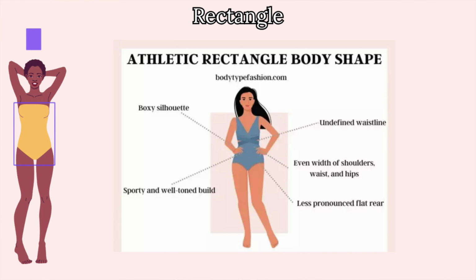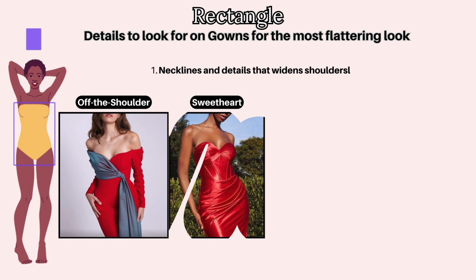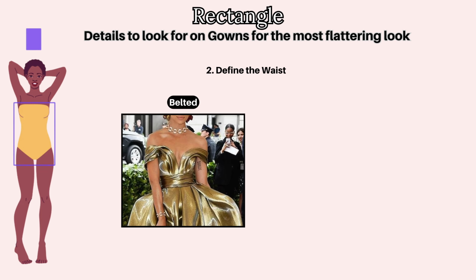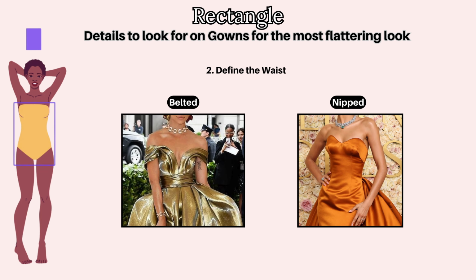Every dress is different. Every dress has different details and elements that you can find. So whichever silhouette you choose, details and elements you should look for in a gown are necklines that widen your shoulders, so that can be off the shoulder, sweetheart neckline, which adds volume to the bust, queen anne neckline, as well as bateau neckline. These necklines broaden the shoulders, and of course the rectangle body in theory wants to broaden the shoulders because it will help to create curves on the body. You also want to look for elements that define the waist, so belts, nipped waist, darts, etc.